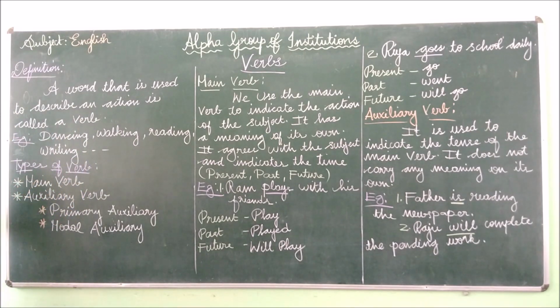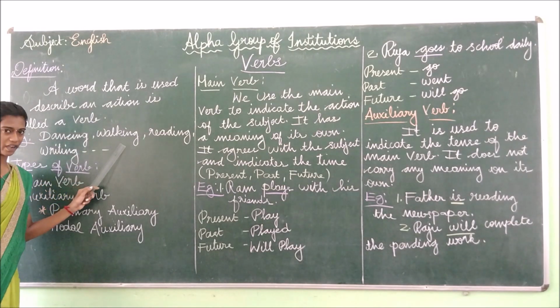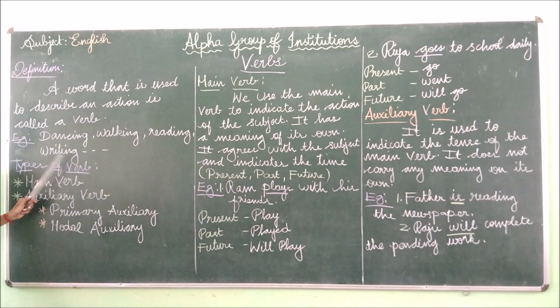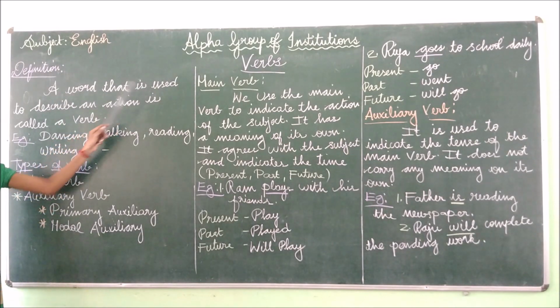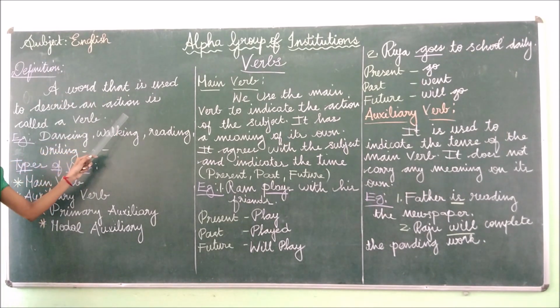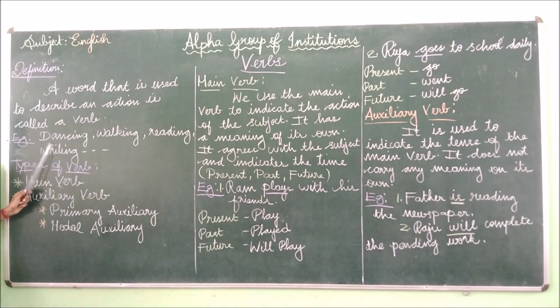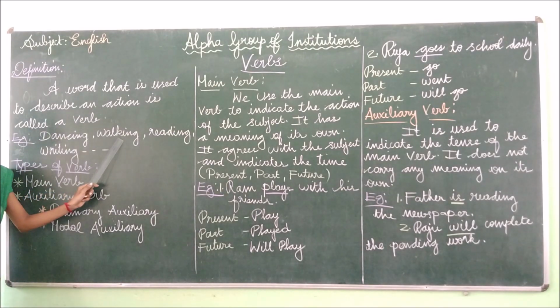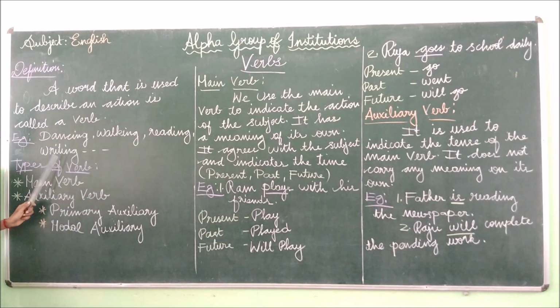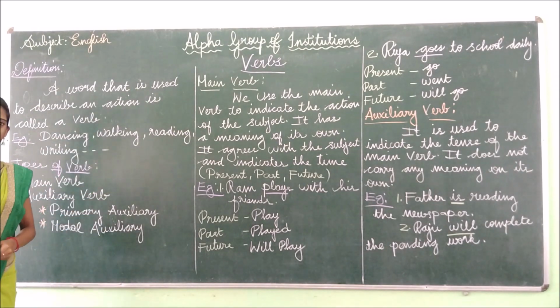I have written examples for it. Dancing, walking, reading, writing, and there are many action verbs. These are only a few. So these are all action verbs. We'll read it once again. A verb is a word that is used to describe an action. Examples are dancing, walking, reading, writing. Have you understood what is meant by verb?